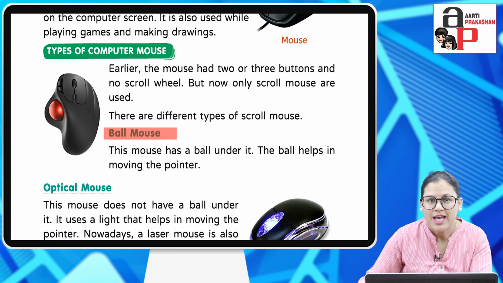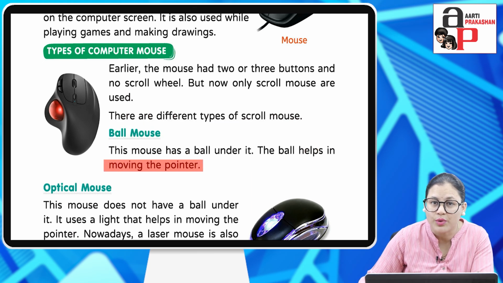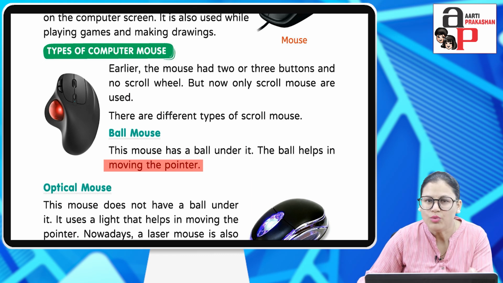First, ball mouse. This mouse has a ball under it. The ball helps in moving the pointer. So in this mouse, with the help of the ball, we move the pointer.